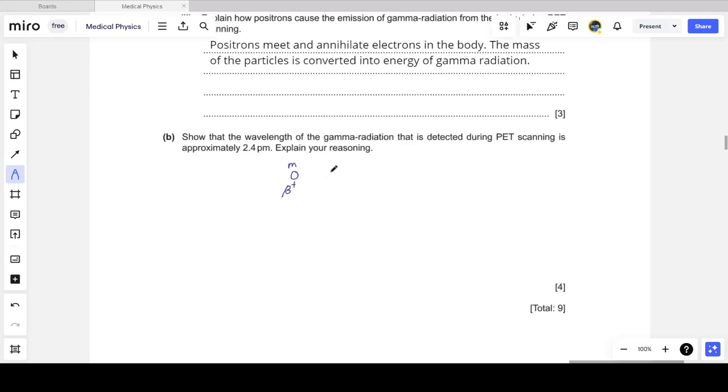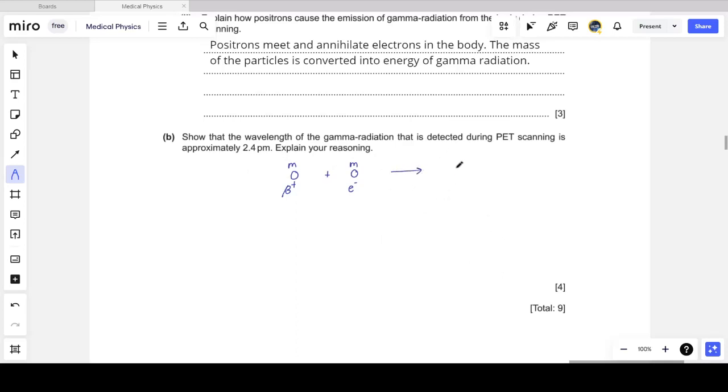I can say E plus, that's fine. And I have another particle with the same mass, which is an electron. And I need to find the wavelength of the gamma radiation. So I have to do a little bit of particle physics here to get this final result.